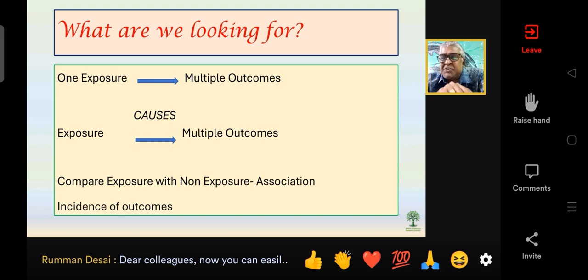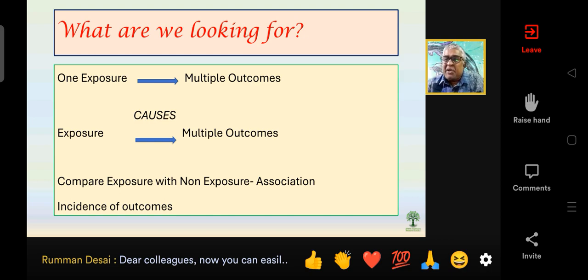And the exposure occurs before the outcome. So at the time of starting the study, all that we have is that this particular person is exposed to this factor. The disease has not occurred. And we compare exposure with non-exposure. We are looking again at an association. Now in this case, we are following up longitudinally. We can say that exposure occurred first, disease occurred later, and the exposure causes the disease.